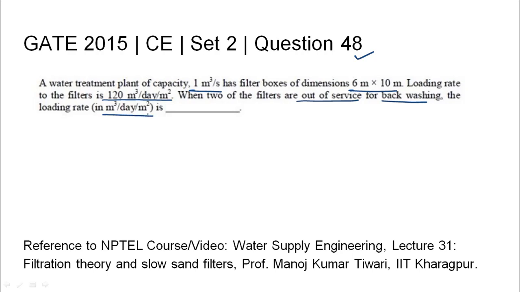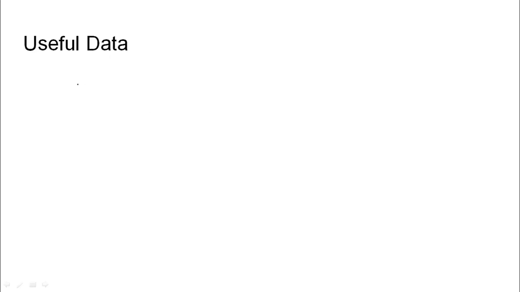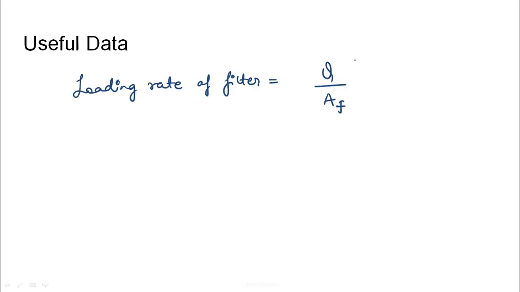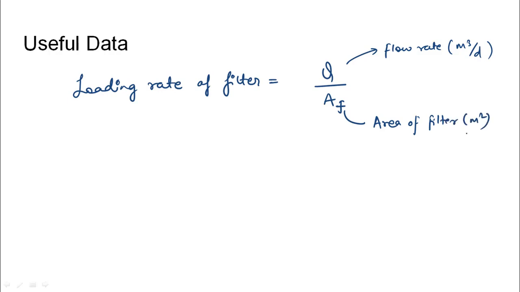The relevant NPTEL reference has been listed. So when we discuss the loading rate of a filter, it is given as Q by AF, where Q is the flow rate in units of meter cube per day and AF is the area of the filter in square meters. But this is the loading rate of a single filter. If we need to find the loading rate of the whole process, it would be equal to Q divided by number of filters into the area of one filter.